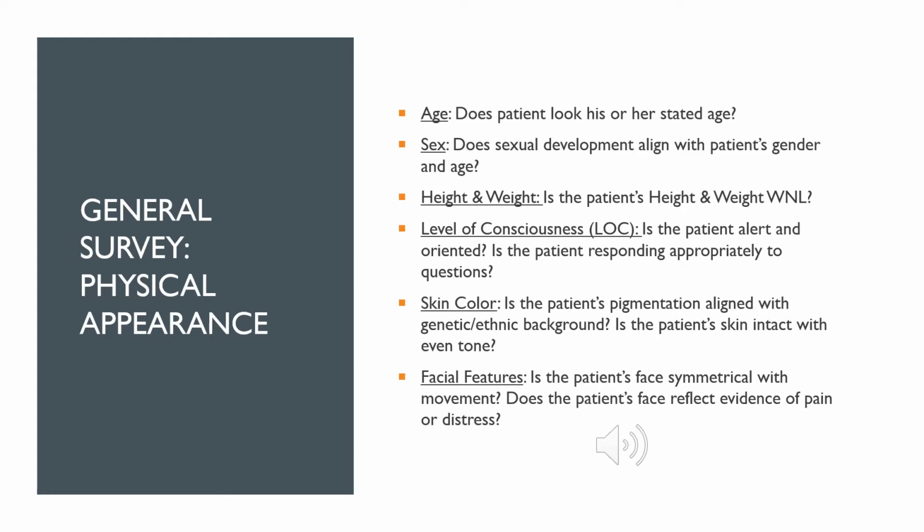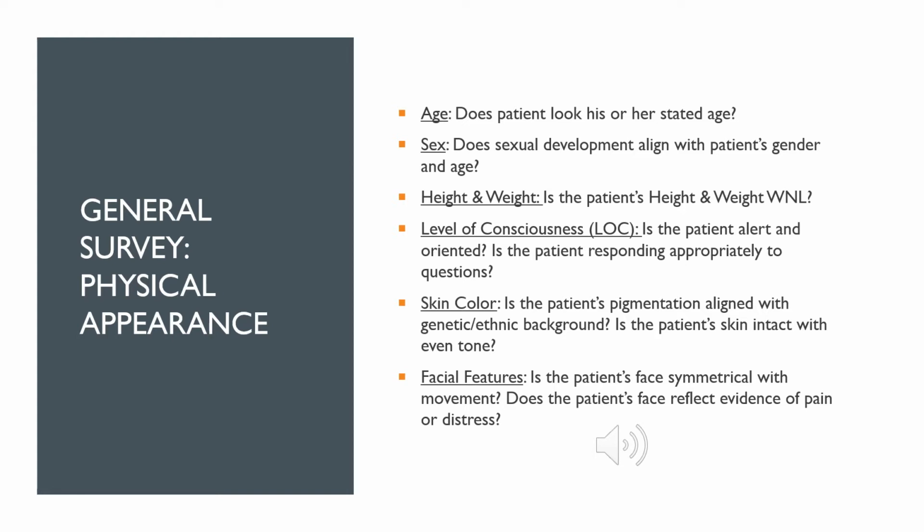So you're looking at the client's age. Does he or she look like their stated age? You know, does the patient appear to be older than their actual age? Does the patient appear to be younger than their actual age? You're looking at the client's sex. Does sexual development align with the patient's gender and age? You're also going to be looking at their height and weight. Are the client's height and weight within normal limits? You'll see I abbreviated that here as WNL, within normal limits.